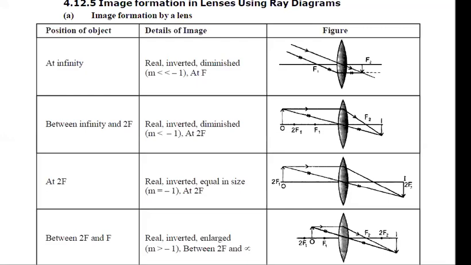When the object is behind the center of curvature in a spherical mirror, in a concave mirror, what was the nature of the image? Tell me. Real, right? Then inverted, yes. Between center of curvature and focus, yes. Very good. And inverted, yes. So same thing. Real, inverted, diminished.